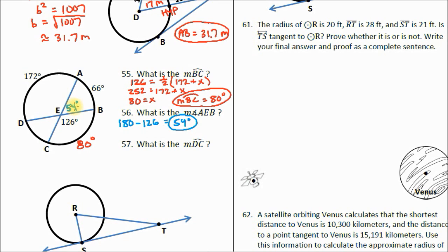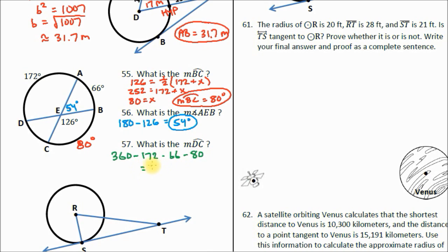I'm going to have to use my same property, or do I? I could go 54 equals 1/2 of 66 plus x, or I could also notice that I've got all the arc measures of every other piece of the circle. The only one I don't have is DC. Let's use that, it's a little bit faster. So I know the whole circle is 360. I'm going to subtract 172. I'm going to subtract 66. And I'm going to subtract 80.